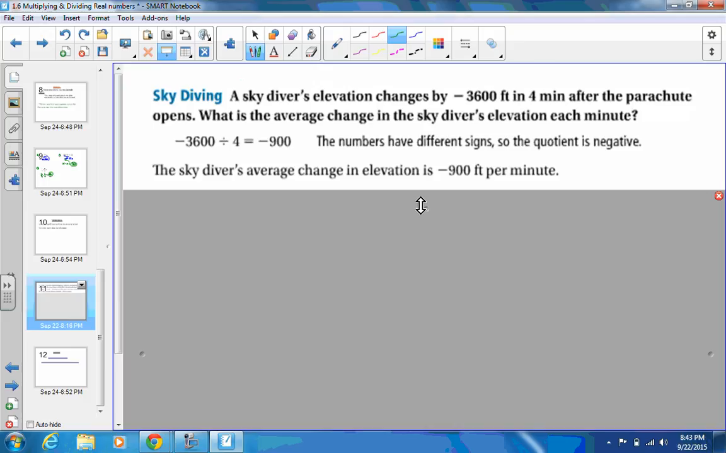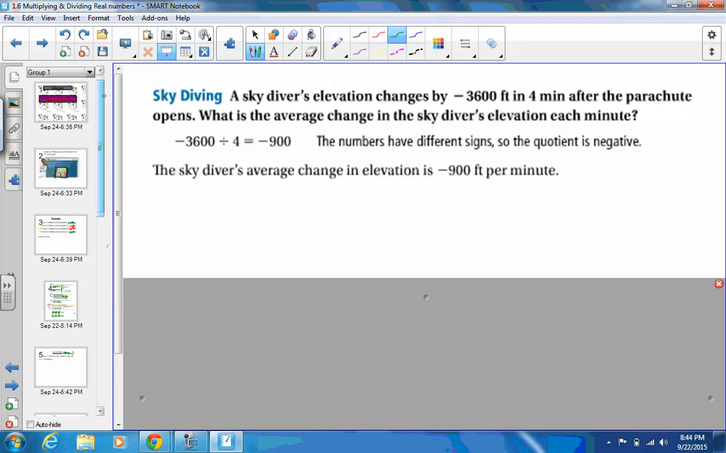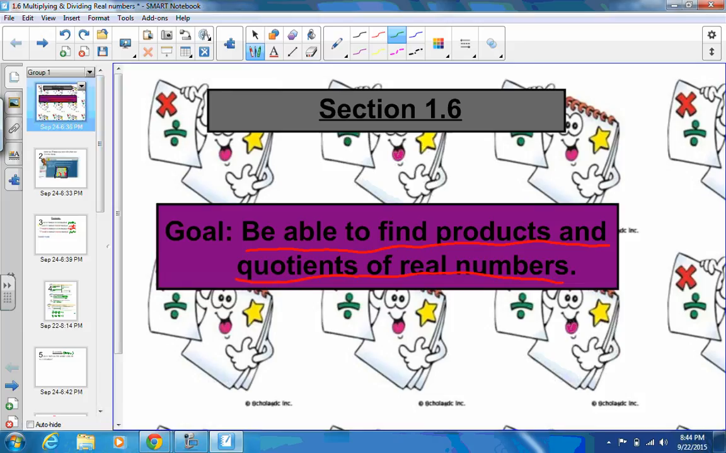And I know dividing is meant to be a big review for you, but sometimes we get tripped up when we have negatives involved. All right, so I hope this video is useful for you. Make sure you have the goal written down of being able to find products and quotients of real numbers. And if you have questions on any of these problems or any of these concepts, bring them to class.